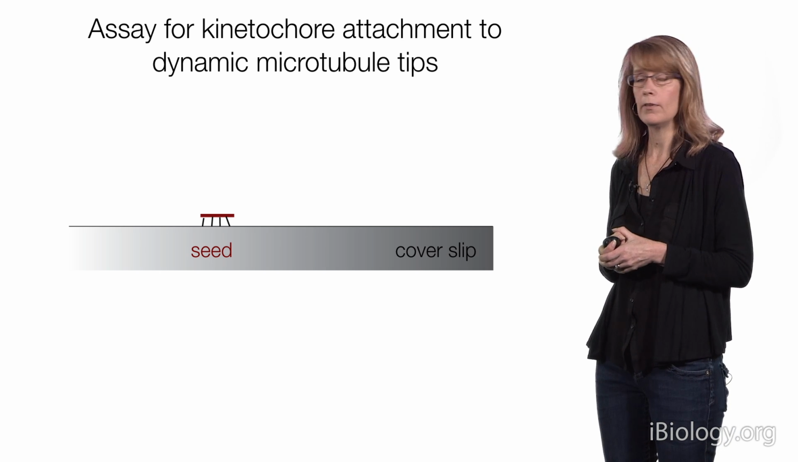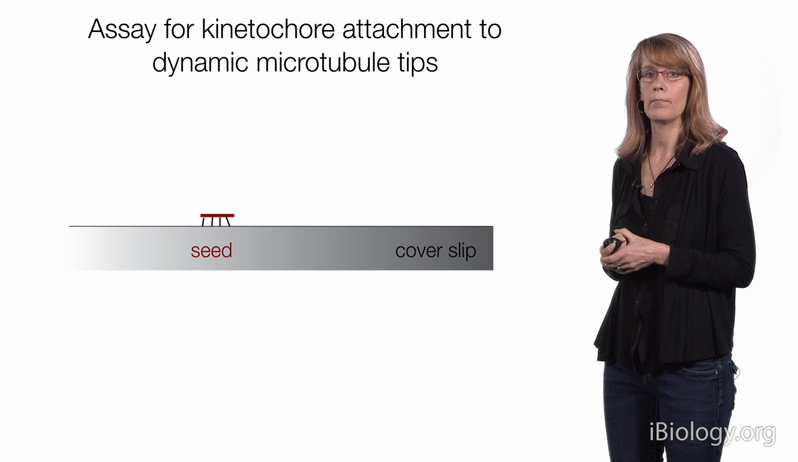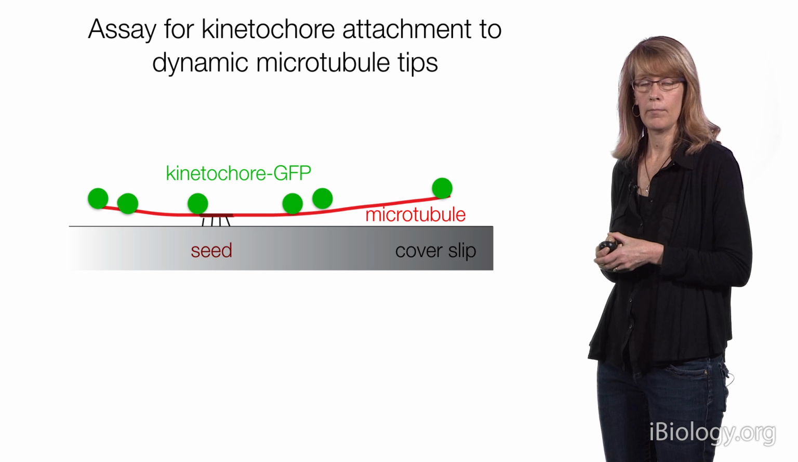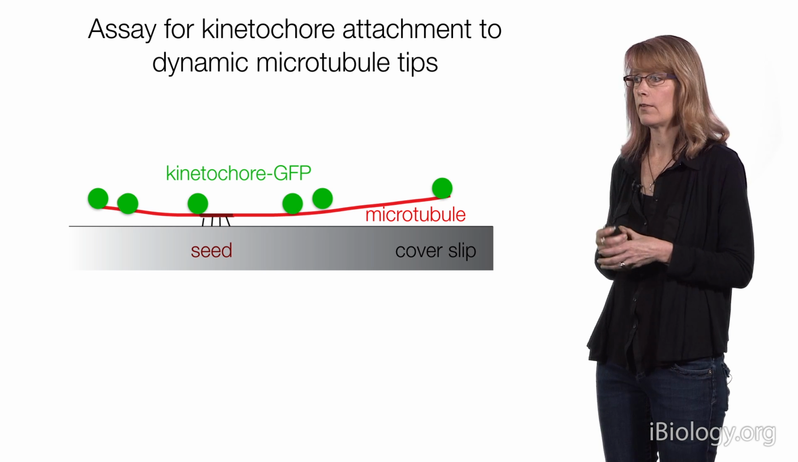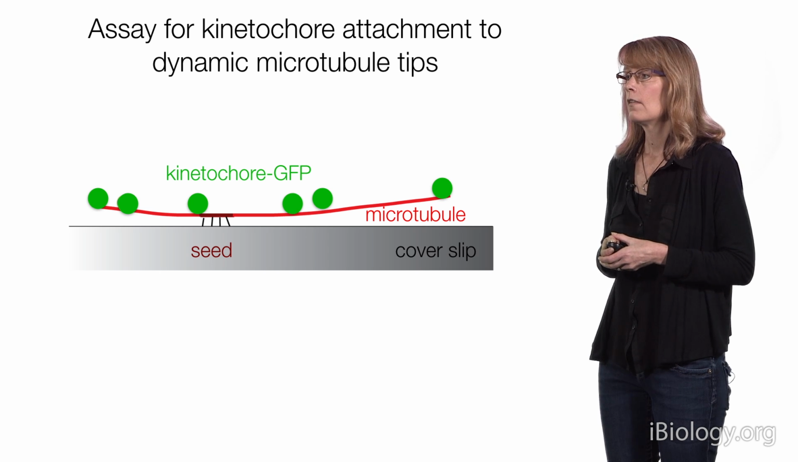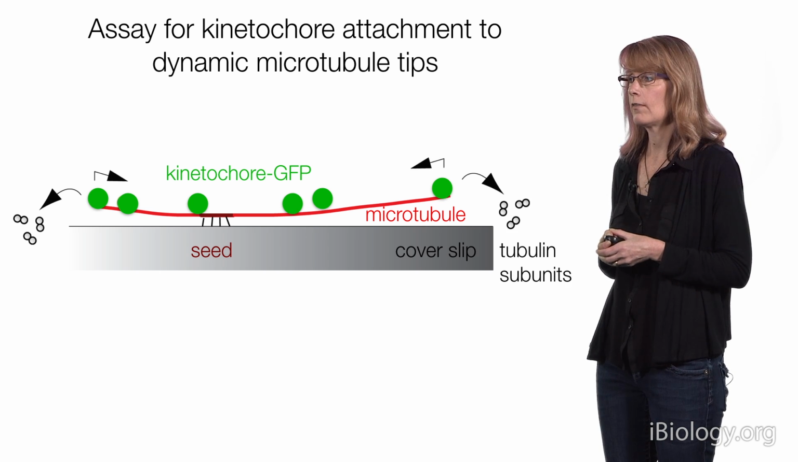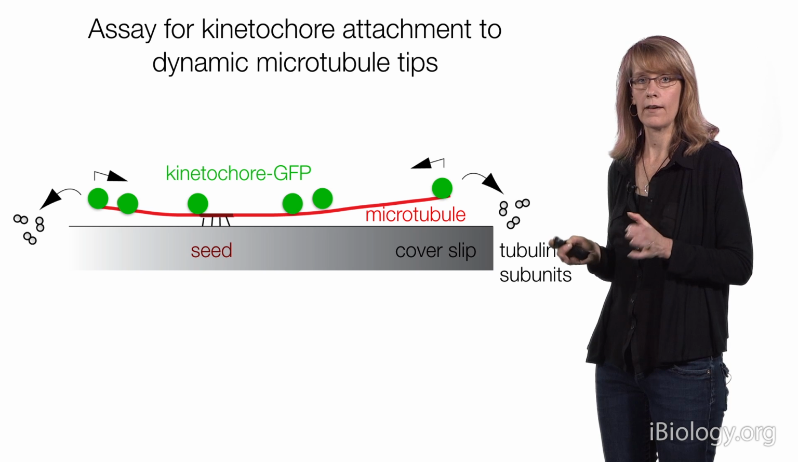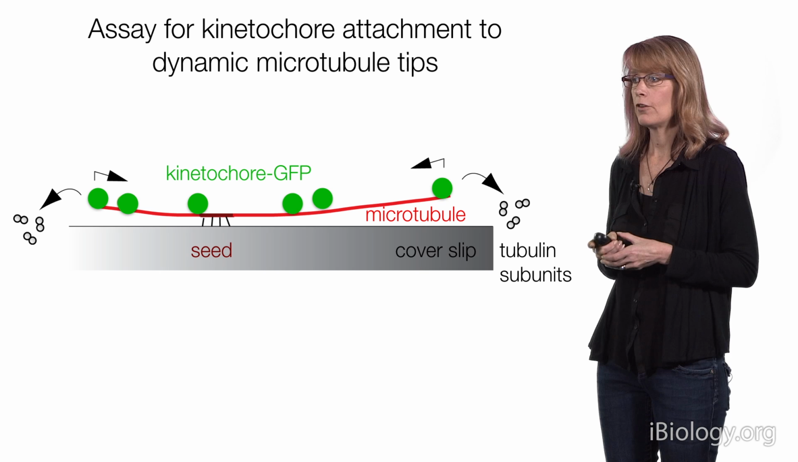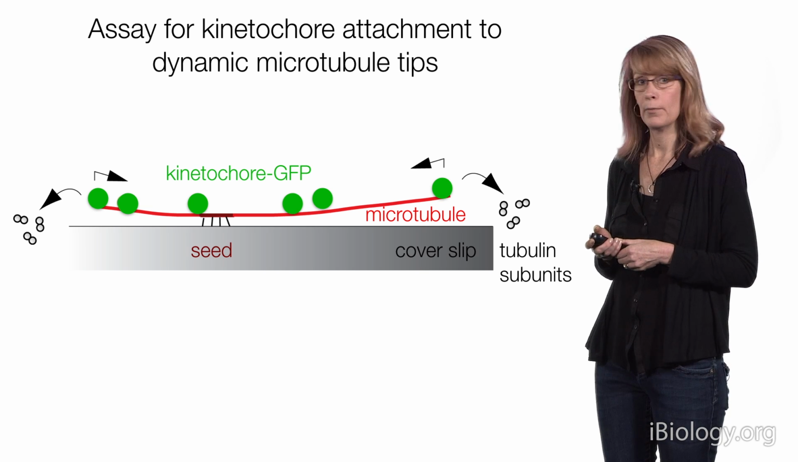We take a microtubule seed and we attach it to a cover slip. We then grow a dynamic microtubule off of the cover slip, and we do this in the presence of the kinetochores so that they bind all along the lattice of the microtubule. Then, to induce microtubule disassembly, we flow out the free tubulin, and that causes the tips of the microtubules to disassemble. And I'm going to show you this in the next slide in a movie.